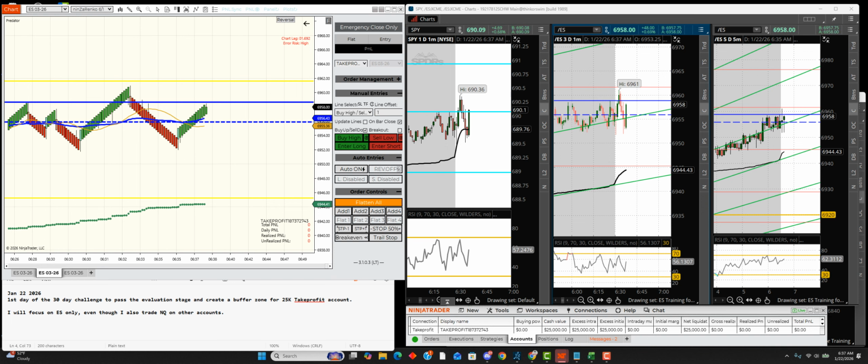And NQ actually gave more than one scalping trade. Again, today I'm just going to focus on ES, and actually for this challenge, for the 30-day challenge, I'm just going to focus on ES, even though I do also trade NQ, but I won't be trading it on this account.